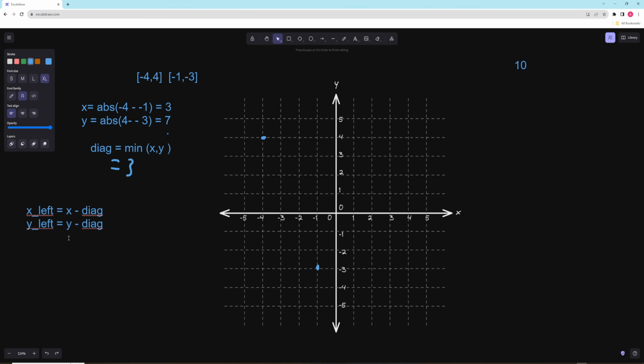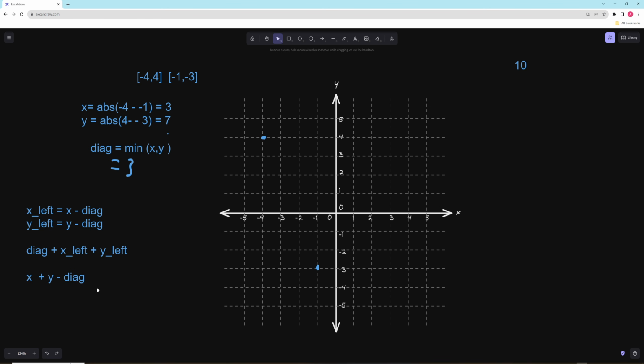And then basically our whole result is the diagonal plus x left over plus y left over. So if we combine all this together, it's going to be diagonal plus this plus this, right? And as you can see, the diagonals cancel out, so it's really just going to be x plus y minus diagonal. And by x plus y, I mean the x difference plus the y difference minus the diagonal. So now we can try this and see if this actually works for us. In this case, we should get 7. So let's see. The x difference is 3, so we get 3 plus 7 minus 3. And indeed, we do get 7. So this is the equation we need to be using.